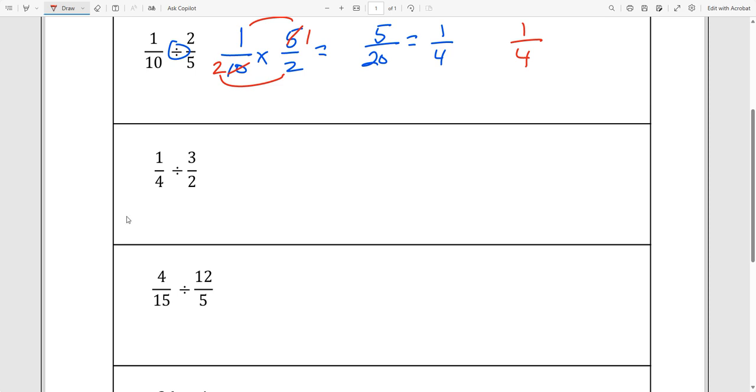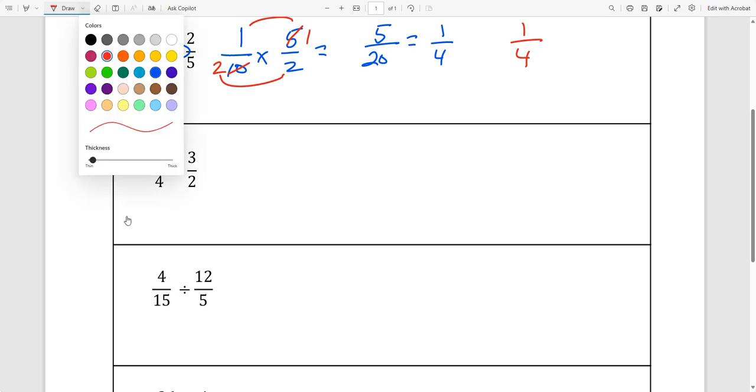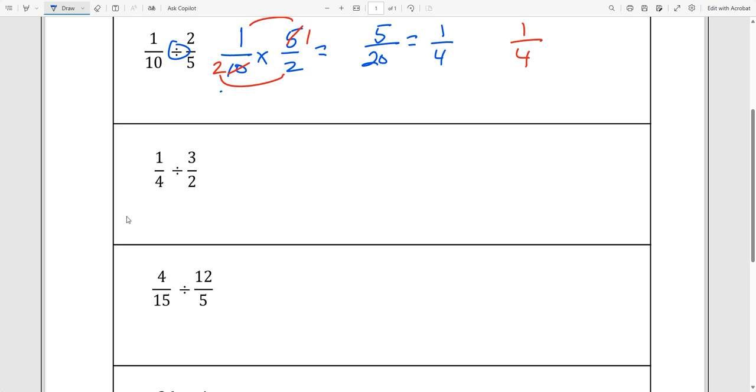All right. And so next question, we have 1/4 divided by 3/2. So again, we'll take the first fraction, change it to multiplication, and flip the second fraction. And again, you can simplify here. 2 goes into 2 one time, 2 goes into 4 two times, and 1 times 3 is 3 and get 1/6.